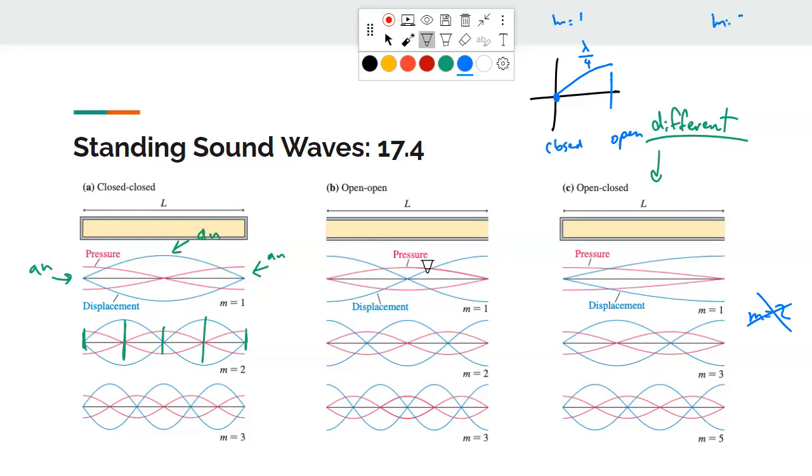And then our next mode that actually exists is m equals 3, where we start again at 0, we go up, down, and then we have an antinode at L. So for the mixed boundary condition case, we only have odd harmonics. This is a really important idea.